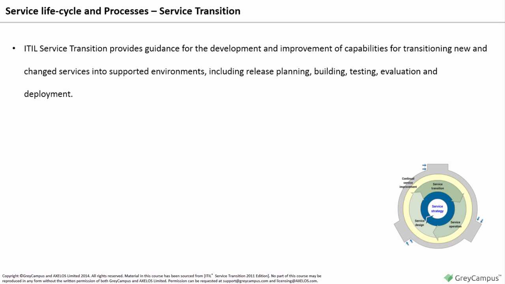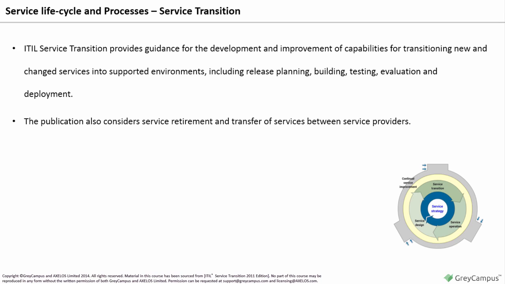ITIL Service Transition provides guidance for the development and improvement of capabilities for transitioning new and changed services into supported environments, including release planning, building, testing, evaluation and deployment. The publication also considers service retirement and transfer of services between service providers. The guidance focuses on how to ensure that the requirements from service strategy, developed in service design, are effectively realized in service operation, while controlling the risks of failure and subsequent disruption.